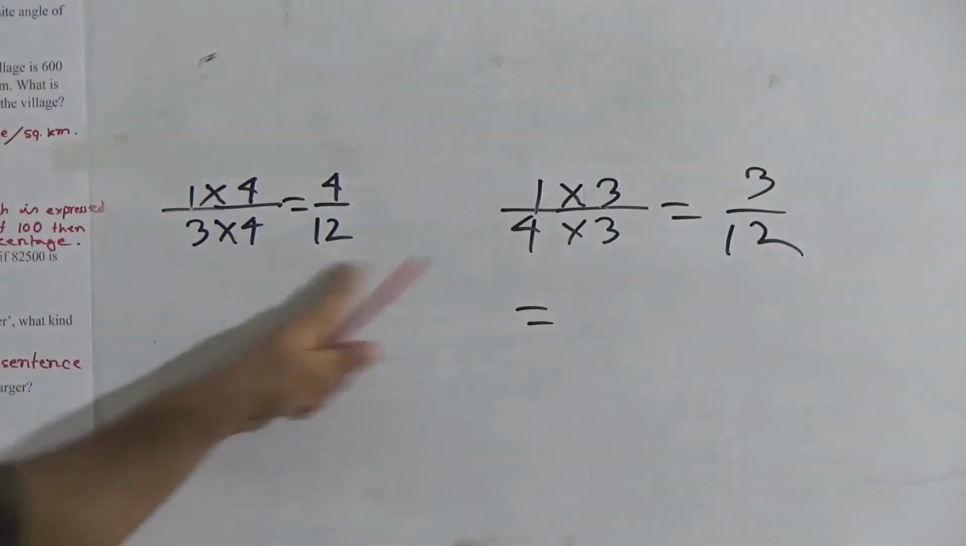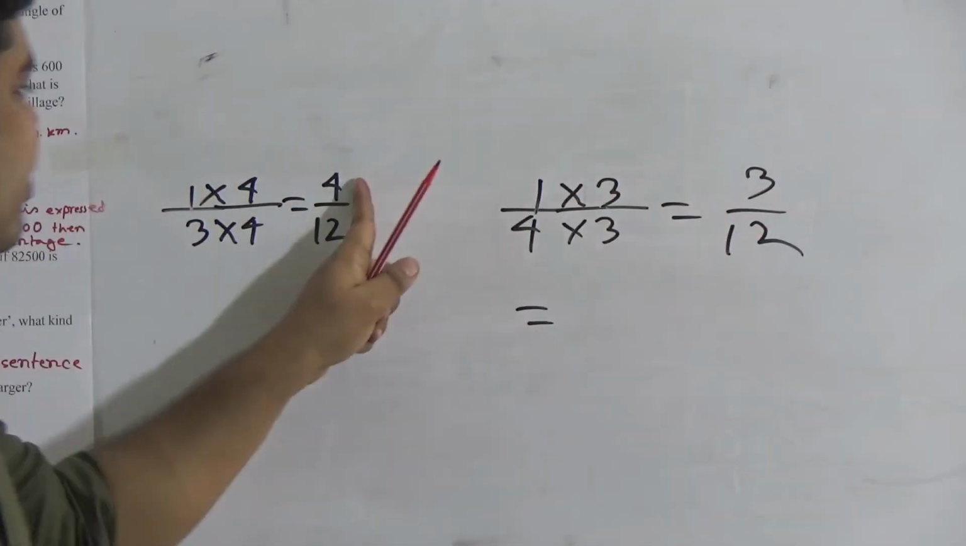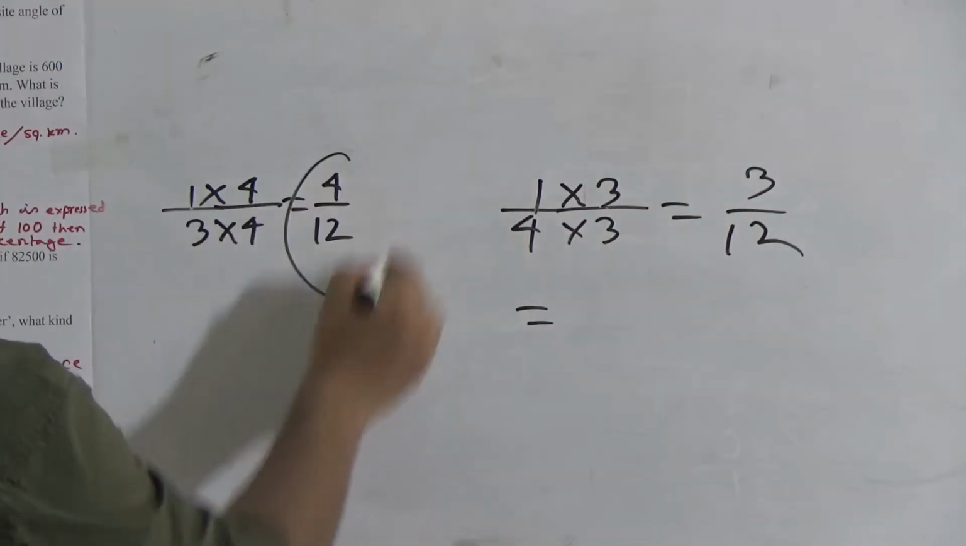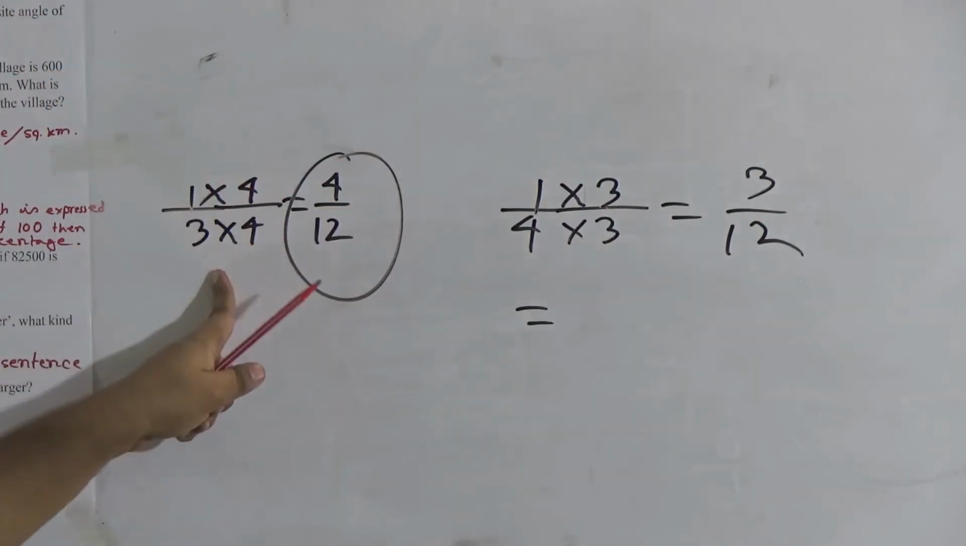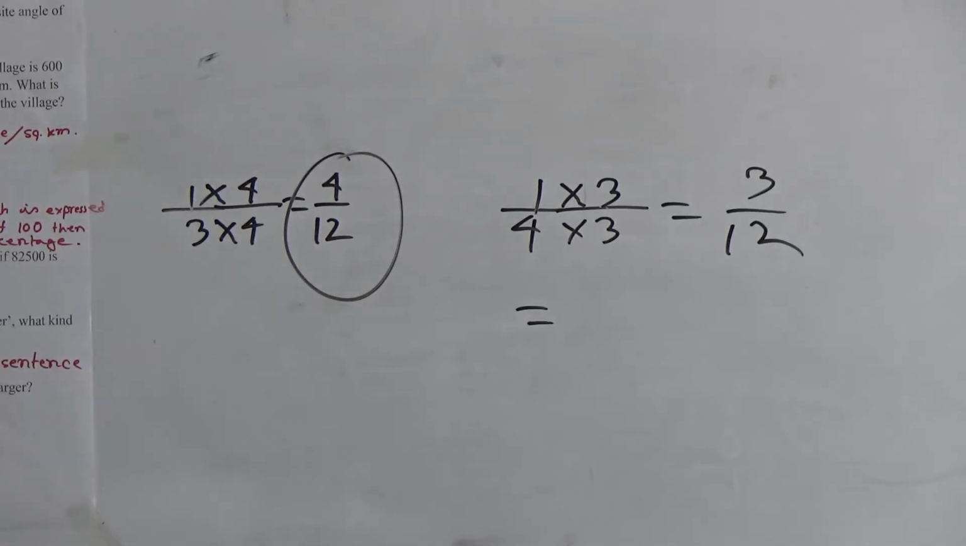So notice, 12 denominators, numerators 4 and 3. Here 4 is greater than 3. So this one is greater, and it comes from 1 by 3. That means 1 by 3 is greater or larger.